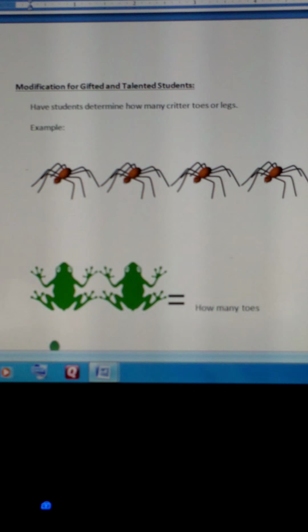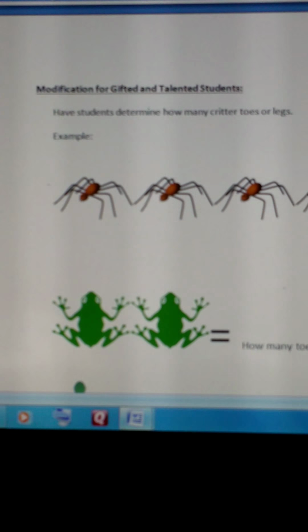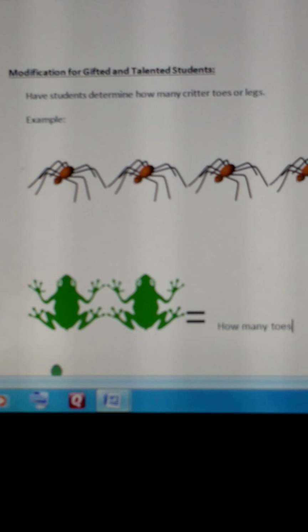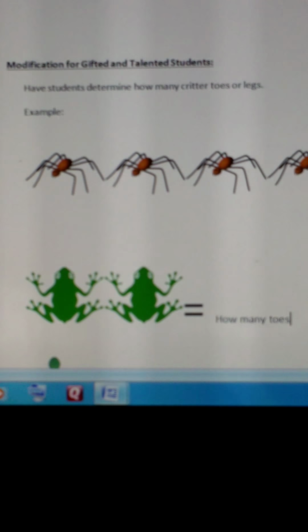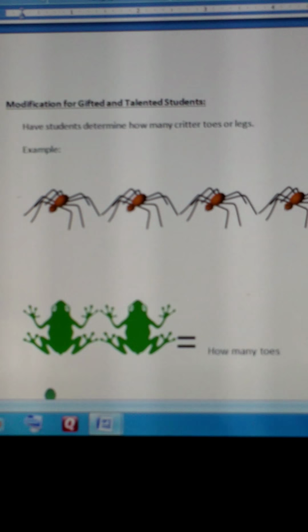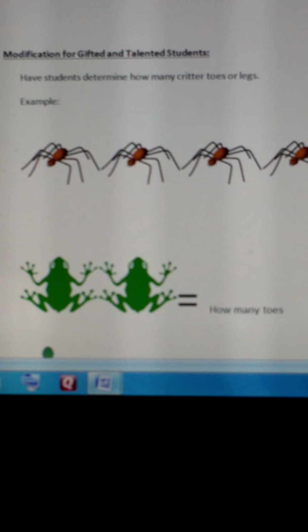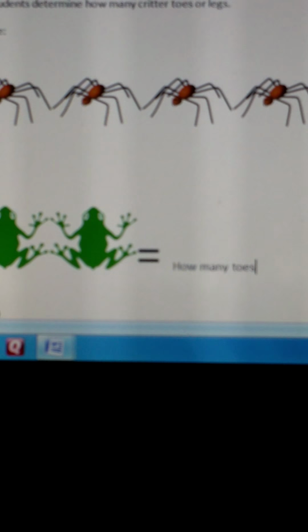Critter Roundup is a great way to integrate science and math. This lesson can also be modified for GT students. You can just take a Word document, click on Insert, and put a couple of spiders, some frogs, some turtles, and then pose the question to the GT students or other high students. Have students determine how many critters, toes, or legs.